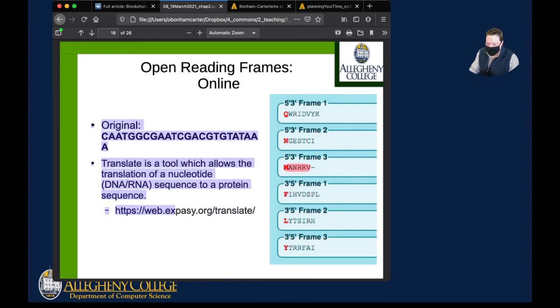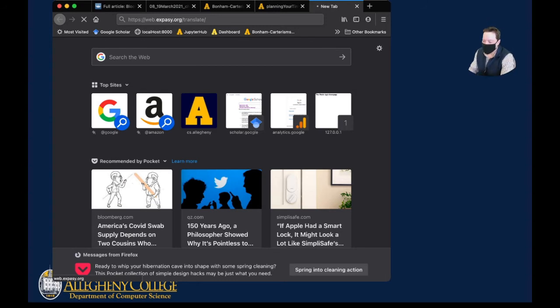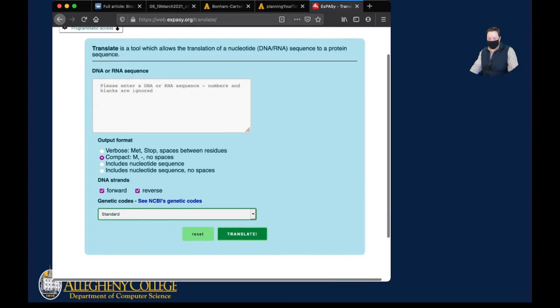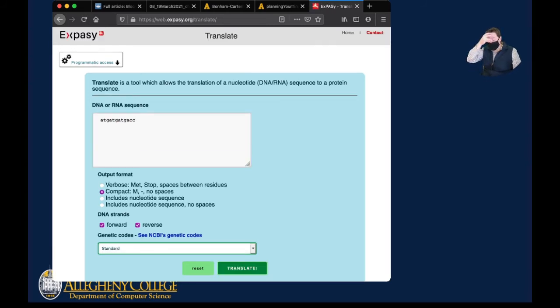Now, one thing I wanted to talk about though is reading frames. If I can just copy this here, I found this online tool which I think is actually quite good. If I paste this, hopefully you can see this. There we go. What we have here is an online tool that allows you to input DNA: ATG, ATG, ATG, ACC. And if I hit translate, it's going to do exactly what the code that we wrote in class does.